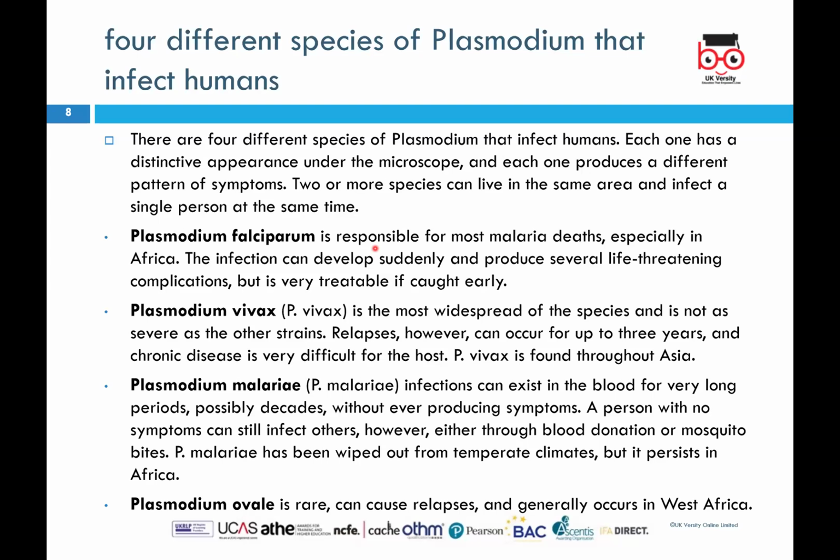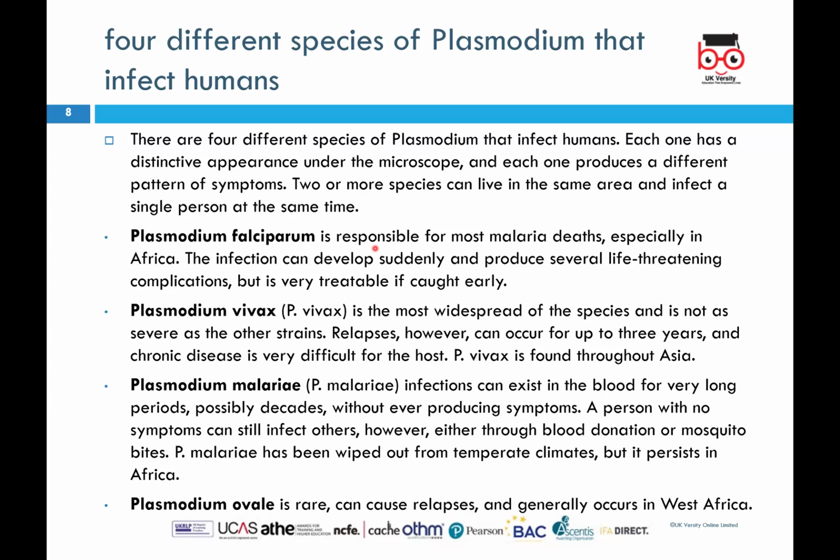Plasmodium malariae infections can exist in the blood for very long periods, possibly decades, without even reproducing. So they live dormant in the human body. A person with no symptoms can still infect others. They have no symptoms, no fever, but can still pass the infection on, through blood donation or mosquito bites. So if I'm infected and have no symptoms, but a mosquito bites me, the mosquito will take my blood and then bite another person, carrying my infected blood.